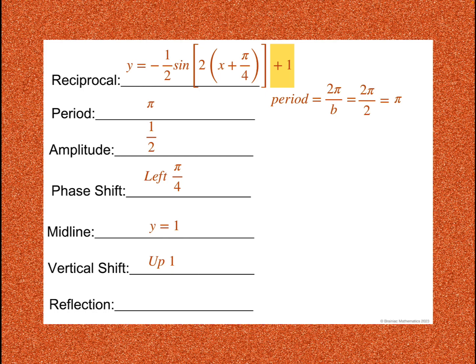Last but not least, we're going to look at reflection. Remember, reflection is looking at your A and your B and determining if either one of those is negative. In this case, our A value is negative. So since A is negative, that gives us a reflection across the midline.